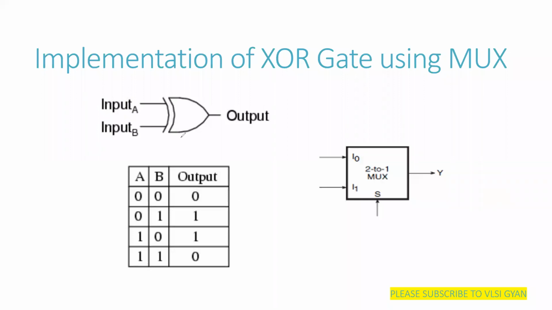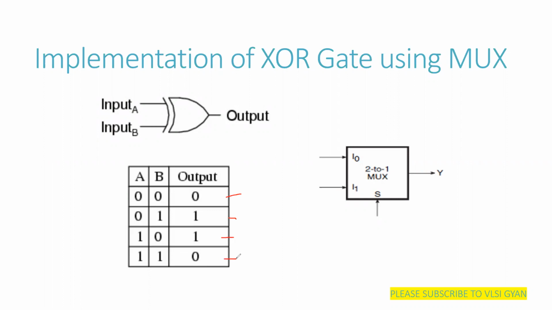This is the symbol for the XOR gate and this is the truth table. When both the inputs are 0, its output is 0. When 0, 1, it is 1. 1, 0, it is 1. And for 1, 1, it is again 0. So it is also a very simple gate which you can implement using a 2:1 MUX.